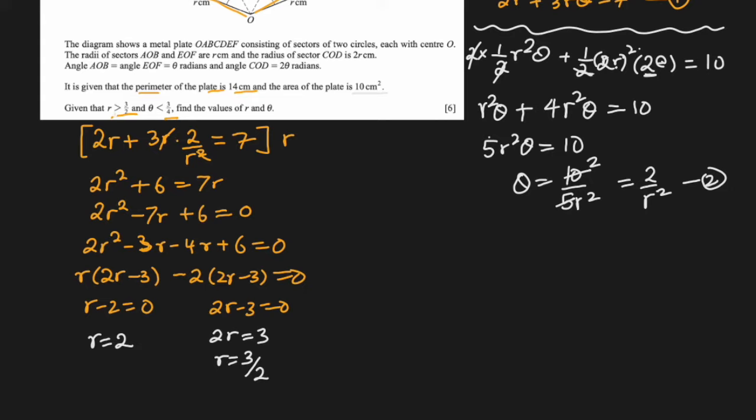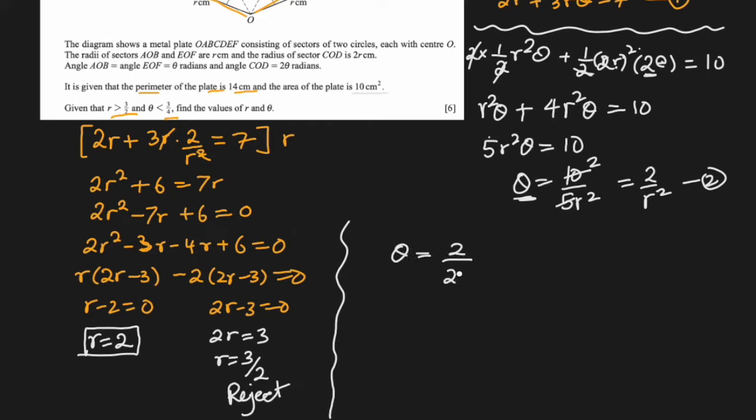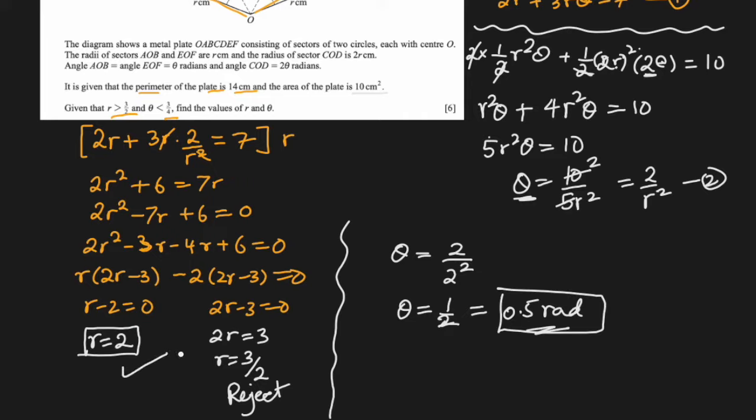And that's why they gave us a filter. They said r is greater than 3 over 2. That means this one will be rejected because it is exactly 3 over 2. We don't want this. This is the answer. The radius is equal to 2 centimeters, and we have to find theta now. And we can use this one. Theta is equal to 2 over r squared, which is r squared. So 2 over 4, theta is 1 over 2, which is 0.5 radians. Got both theta and r.